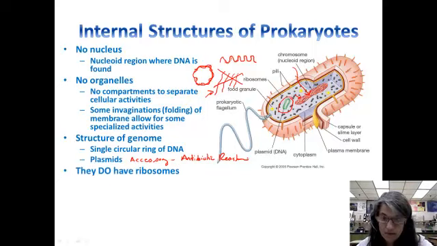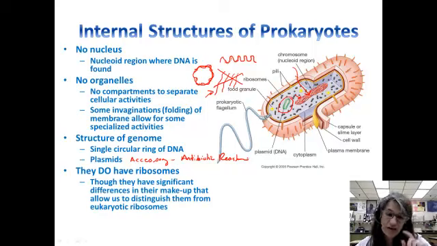Prokaryotes do have ribosomes because just like any other cell, they have to make protein, and so ribosomes are a very ancient type of structure, and bacteria do have ribosomes. They do have some significant structural differences from our ribosomes, but nonetheless they are ribosomes.